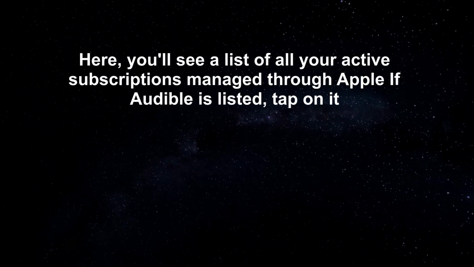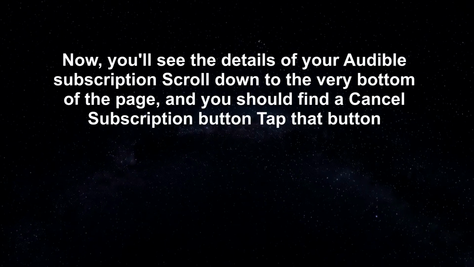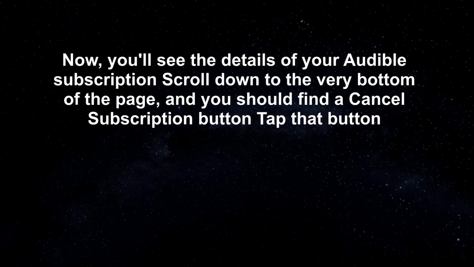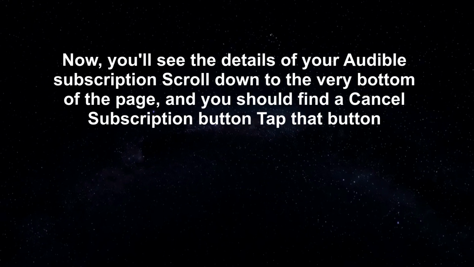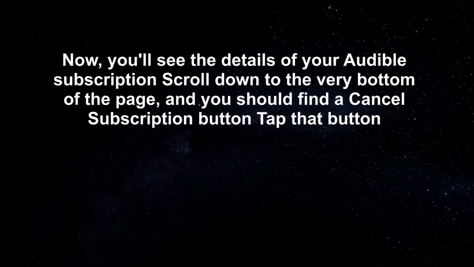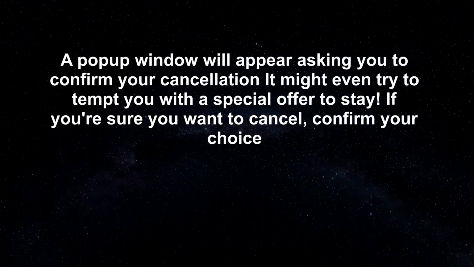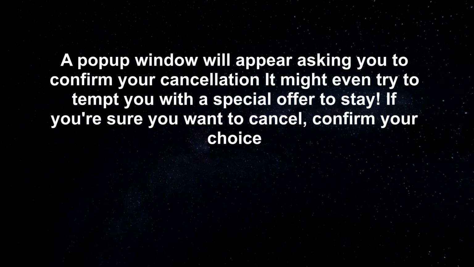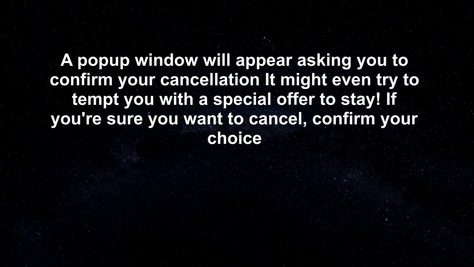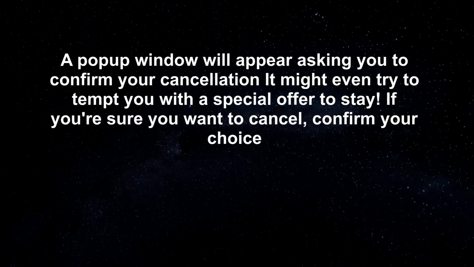If Audible is listed, tap on it. Now, you'll see the details of your Audible subscription. Scroll down to the very bottom of the page, and you should find a Cancel Subscription button. Tap that button. A pop-up window will appear asking you to confirm your cancellation. It might even try to tempt you with a special offer to stay. If you're sure you want to cancel, confirm your choice.